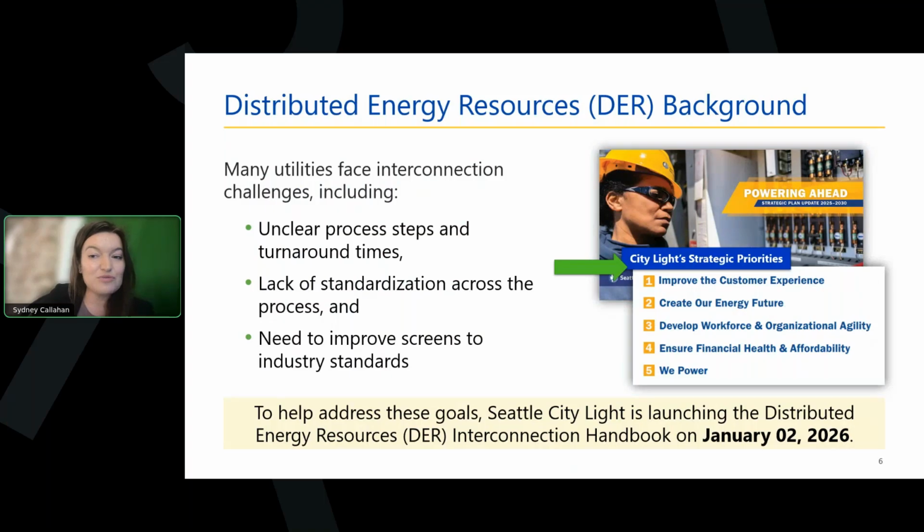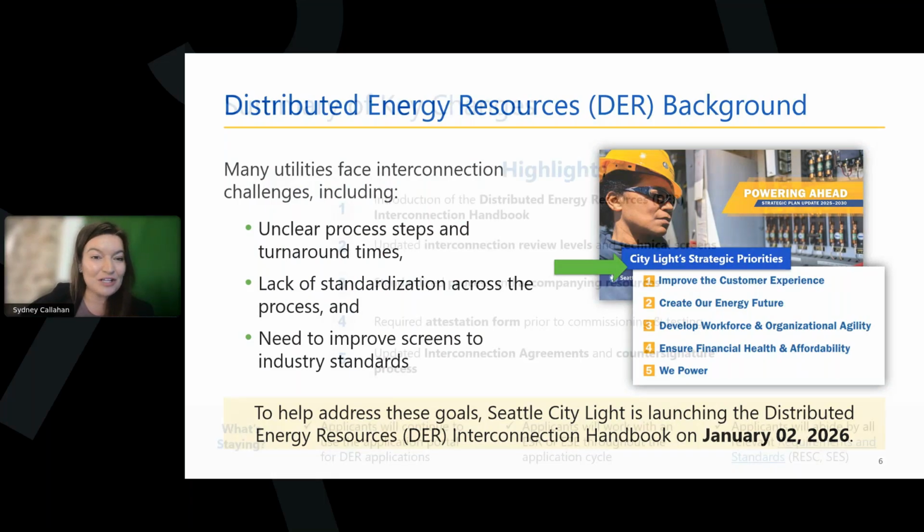So to address some of these challenges and help achieve the utility's goal of producing 250 megawatts of customer solar by 2043, City Light recognized the need to improve its processes and ultimately the customer experience. And that is what ultimately led to the creation of the DER Interconnection Handbook, and ultimately the reason why we're all here today talking about it.